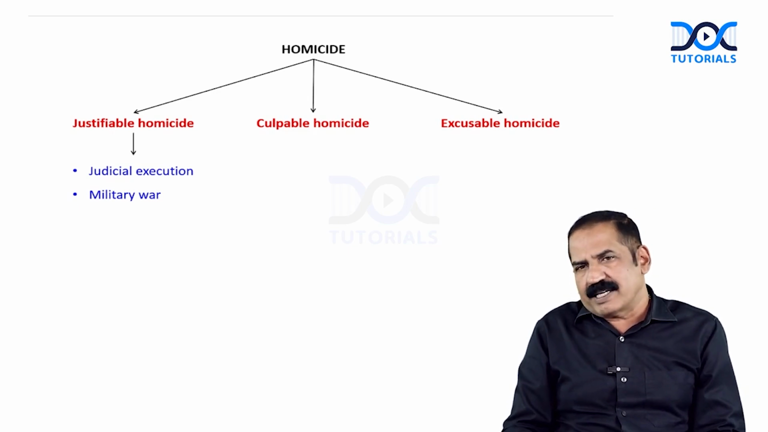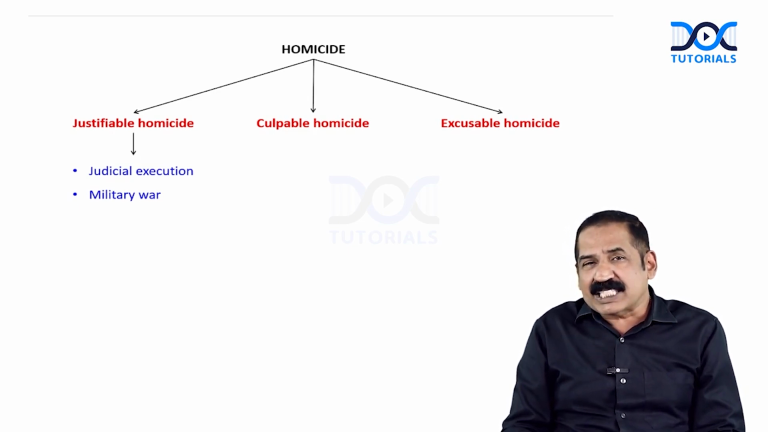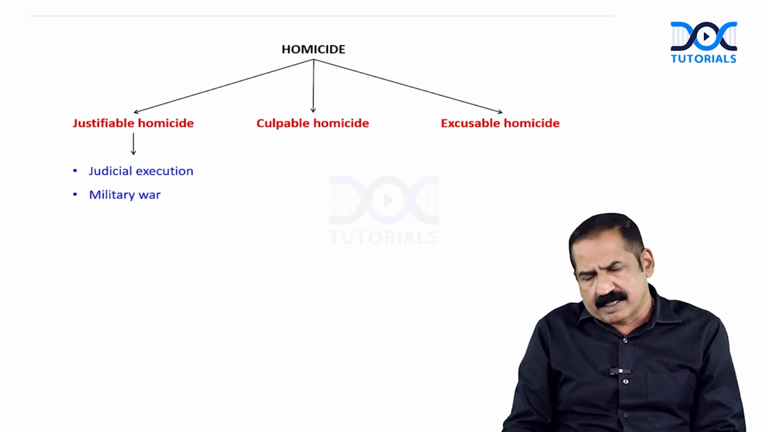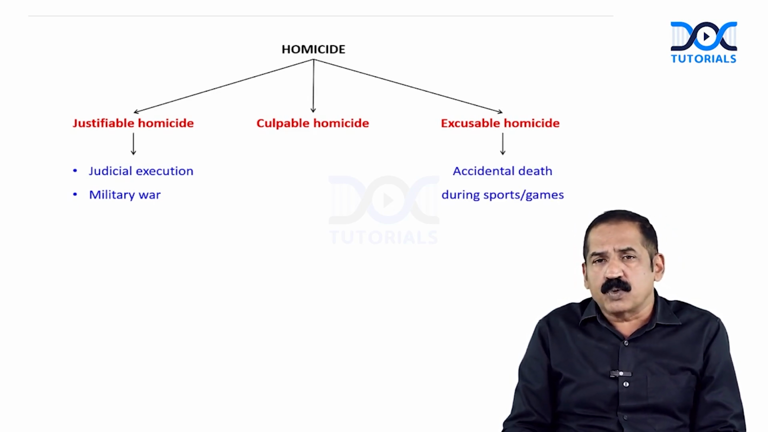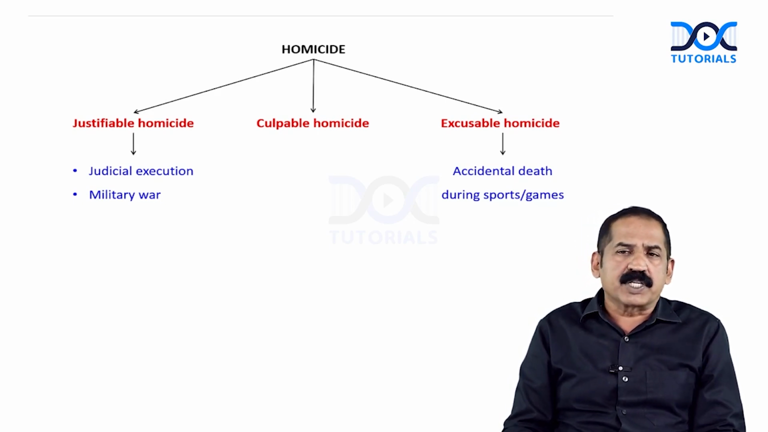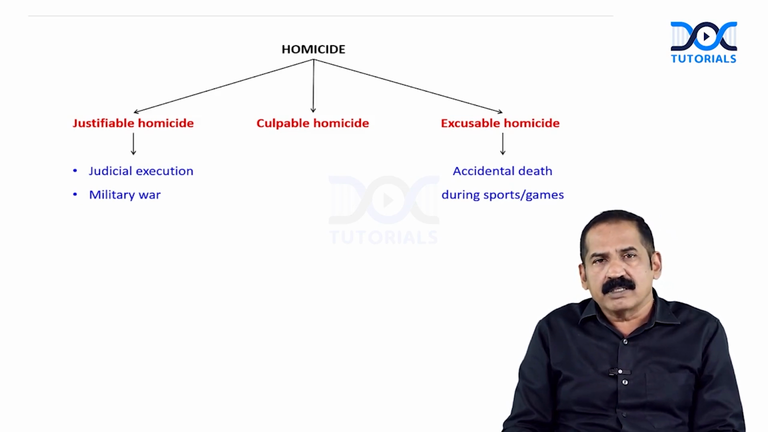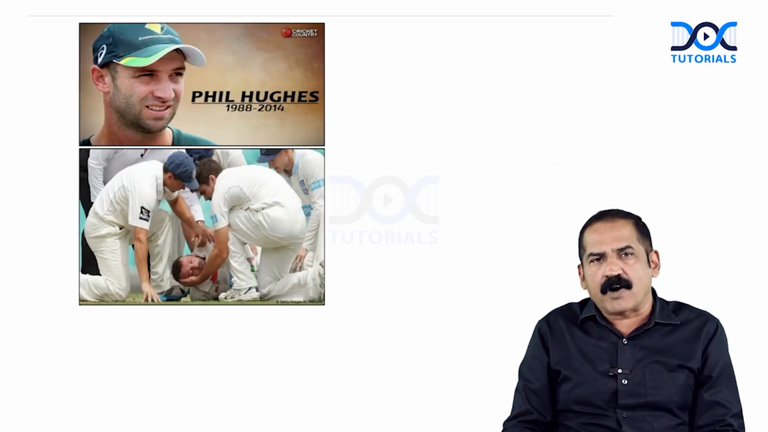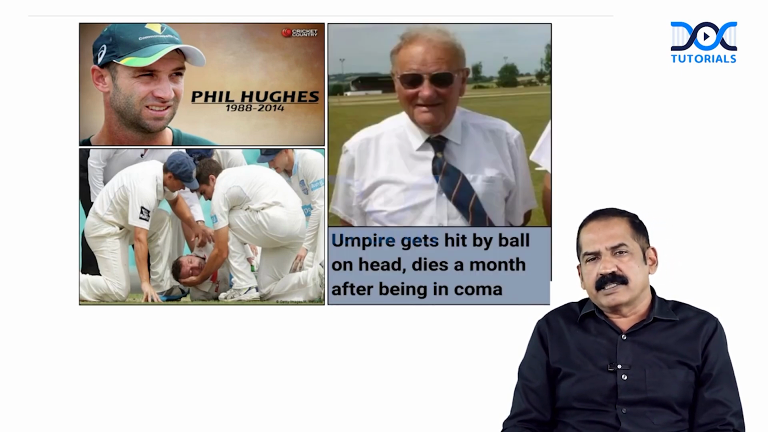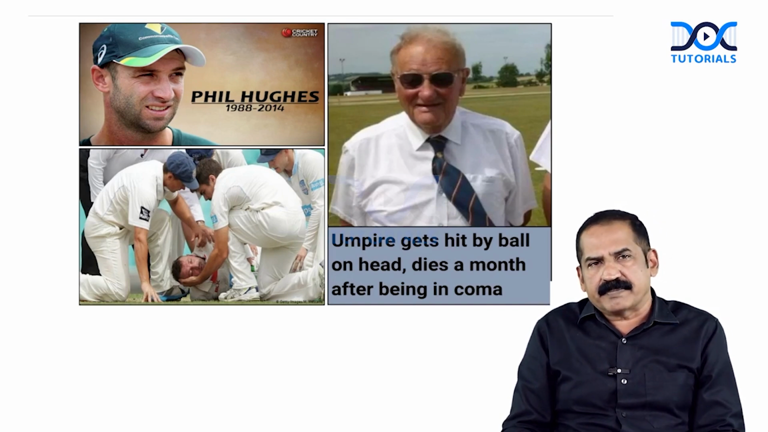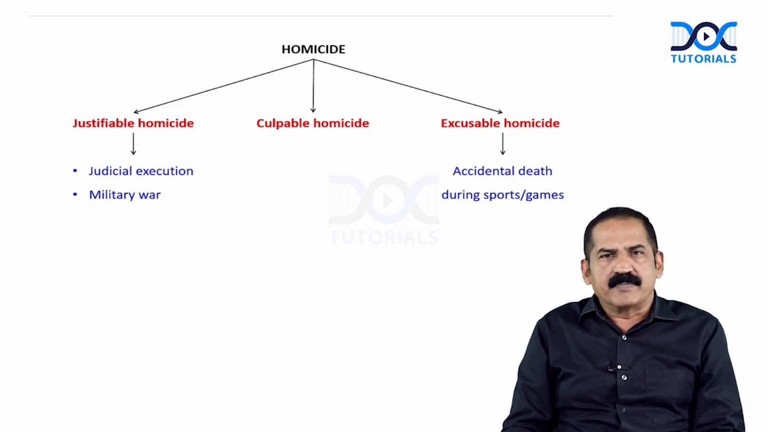What about excusable homicide? Here, killing is excused by the law. How? A beautiful example is accidental death during sports or games. Say for example, Jasprit Bumrah bowls a fast ball and it hits the head of a batter who never wore a helmet and he dies of head injury. Bumrah will not be punished. Okay, look here. Phil Hughes, Australian cricketer, died because of a ball hitting his head. An umpire gets hit by a ball on the head, dies a month after being in coma. Not punishable.